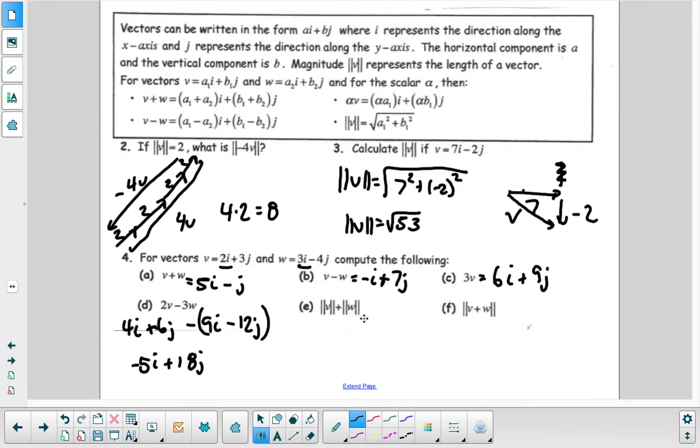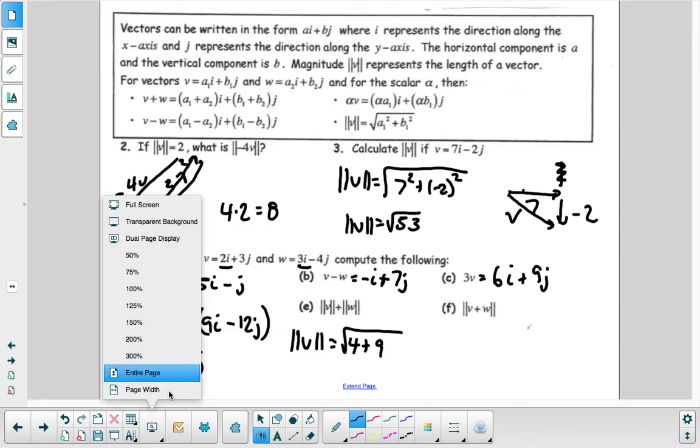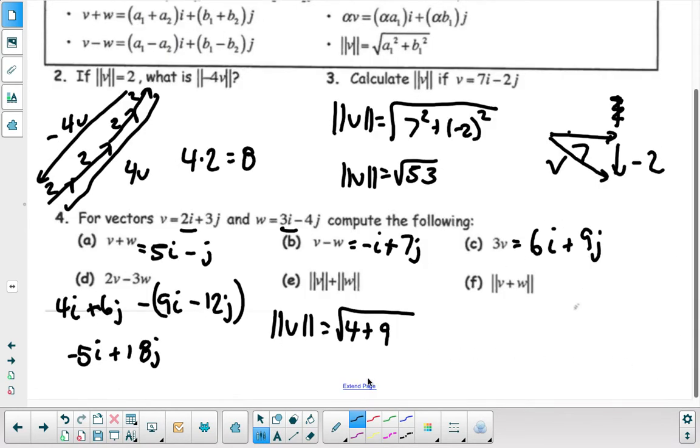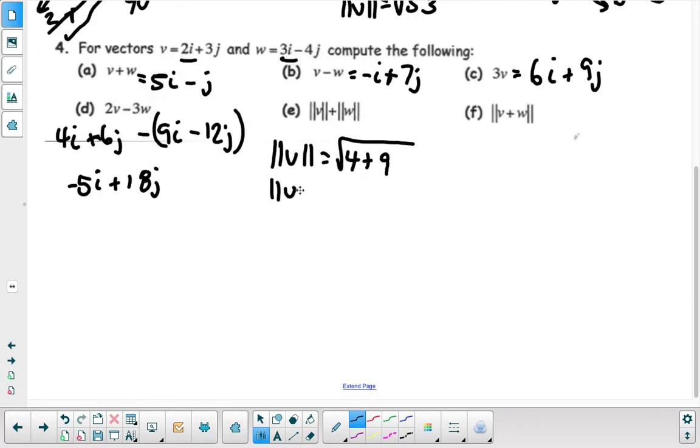Magnitude of v, magnitude of w, and add them together. So we want to figure out the magnitude of v, which is the square root of 4 plus 9. Just following along this, basically taking the coefficients, squaring them, and adding them together. And then going from there. So magnitude of v is square root of 13, and you're good. W.